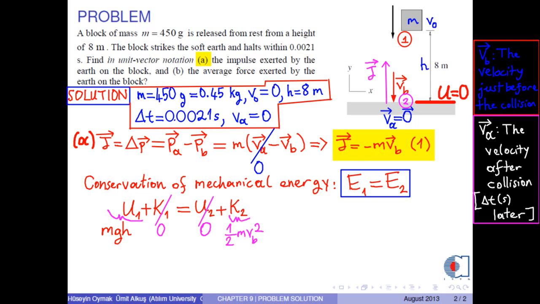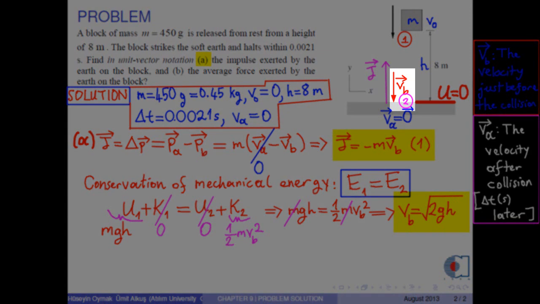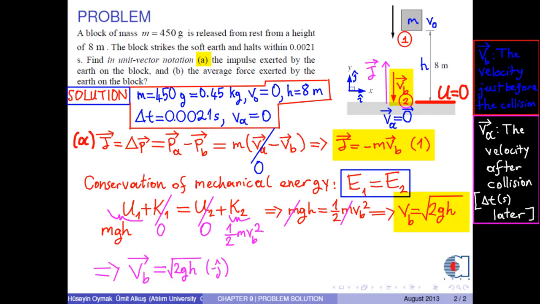Therefore, we obtain the conservation of mechanical energy for positions 1 and 2 as m times g times h equals 1/2 m times Vb squared. The m's cancel, so we obtain the speed just before the collision as square root of 2 g times h. And since this velocity points in the negative y direction, we have vector Vb as square root of 2 times g times h times negative j hat, or negative square root of 2 times g times h j hat.